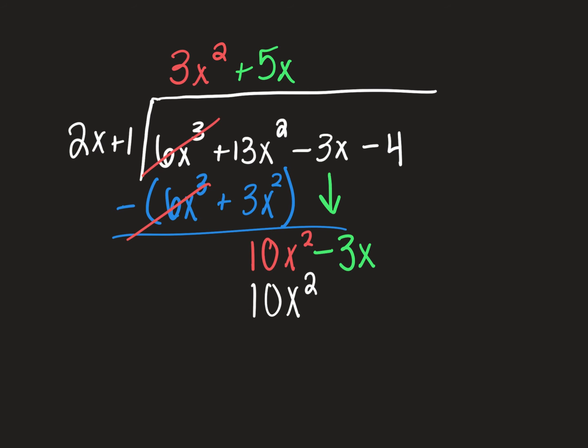The 5x came from when I took 10x squared and divided it by this 2x. So 5x times 2x is 10x squared. 5x times 1 is 5x.